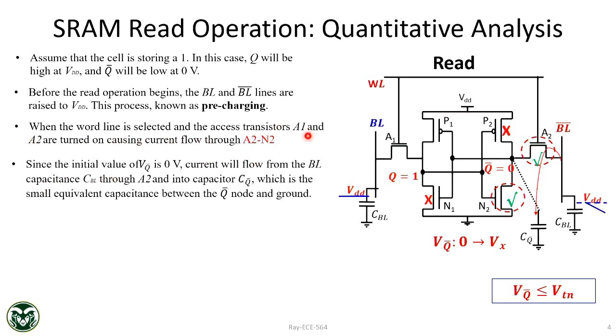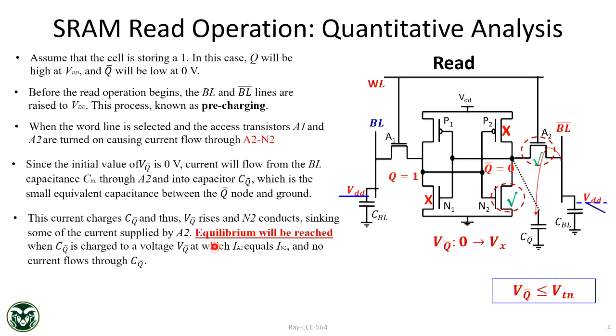When the word line is selected, the access transistors will be turned on, both the access transistors are on, causing current flow through A2, N2. So this is your current flow path. This is the only relevant part of the circuit. And since the initial voltage VQ is 0, current from the bit line will directly go and charge this capacitor, and after some time N2 will start to conduct, and then you will not further charge this capacitor, and you will reach an equilibrium point. So equilibrium will be reached after some time, when CQ is charged to a voltage VQ at which the current of A2 and the current of N2 are equal.